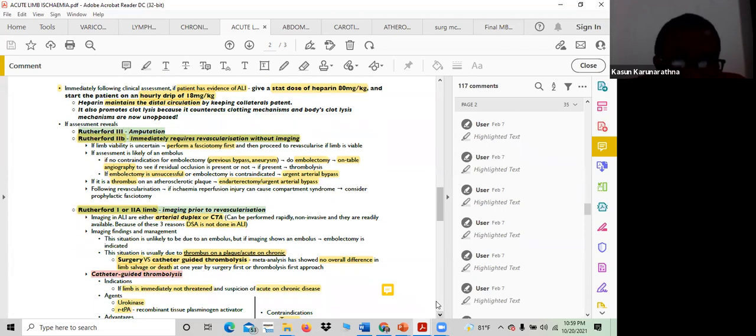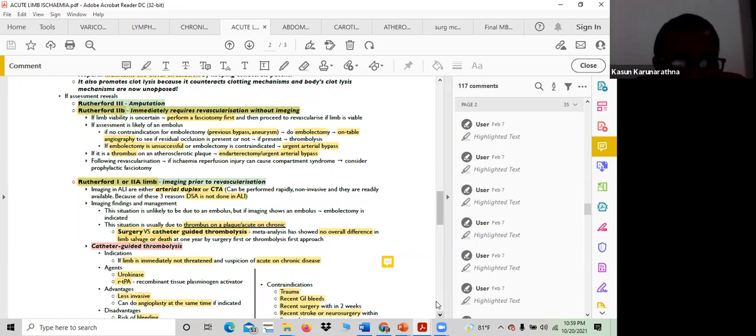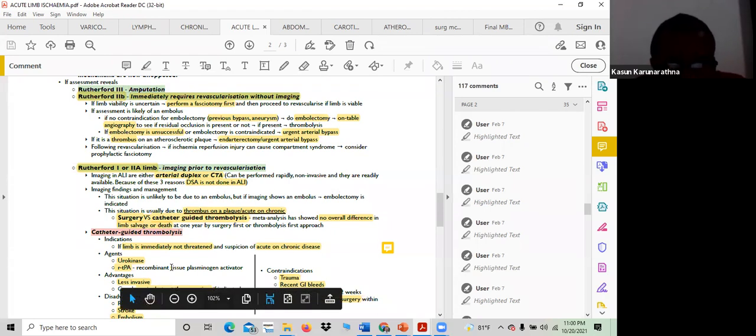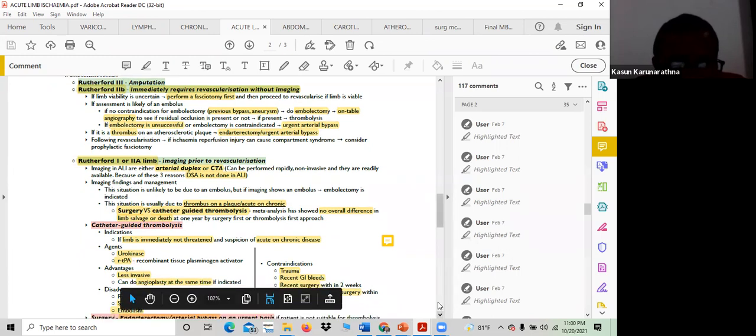If the limb viability is uncertain, you should do a fasciotomy and assess the viability before reperfusing. Otherwise, if you reperfuse a non-viable or severely ischemic limb, the patient will develop ischemia reperfusion syndrome. That is also again life-threatening. If you are treating a limb-threatening condition and the patient develops a life-threatening complication, that is more disastrous. But for Rutherford 1 or 2A, limb imaging prior to revascularization is the principle, right? Either arterial duplex or CT angiogram. So, if the patient comes with Rutherford 1 or 2A, this situation most likely is due to atherosclerosis, unlikely to be due to embolus. If it is embolus, the patient comes most of the time with 2B or 3 because it is more severe ischemia. The picture is more severe in embolism.